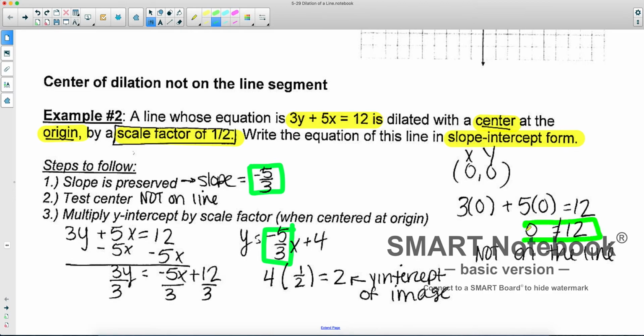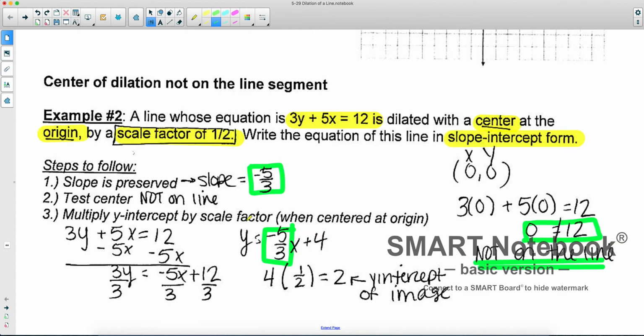0 equals 12. That's not true, right? 0 doesn't equal 12. That means that the center is not on the line. So since the center is not on the line, but it's centered at the origin, I find the y-intercept of my new line by multiplying the y-intercept by the scale factor.